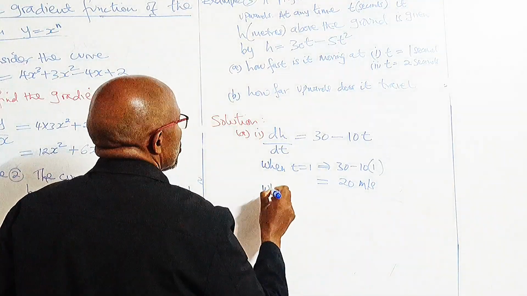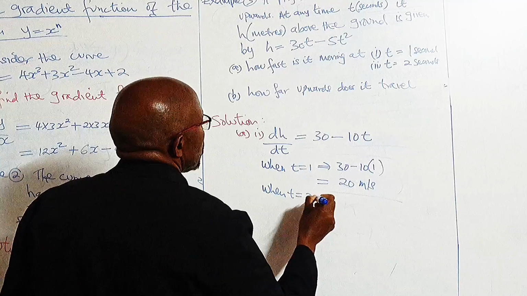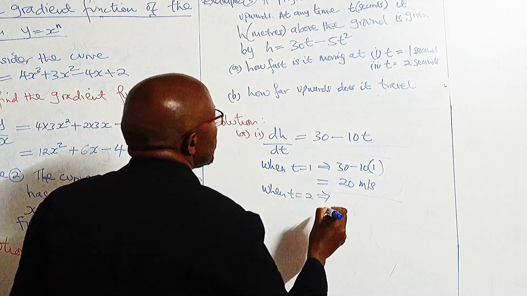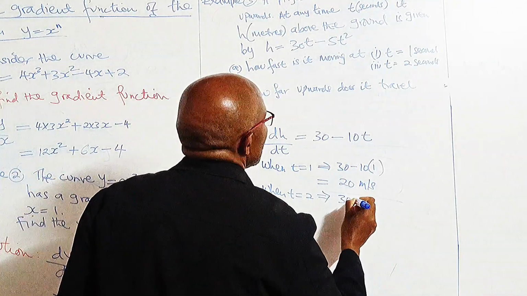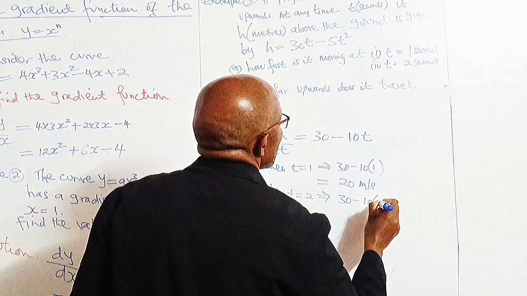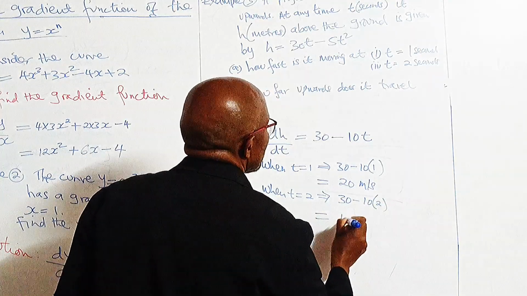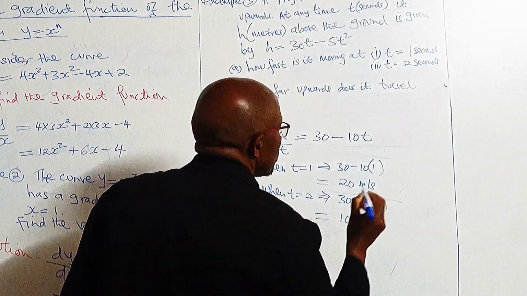When t is equal to 2, then we'll have 30 minus 10, substituting t as 2. So this becomes 10 meters per second.